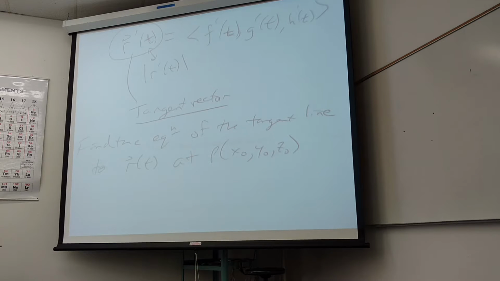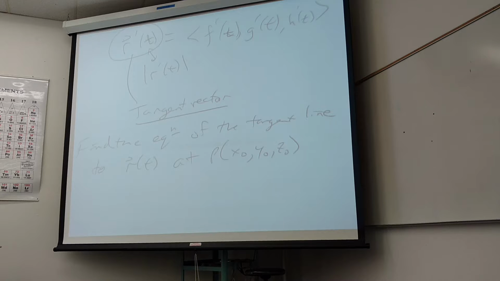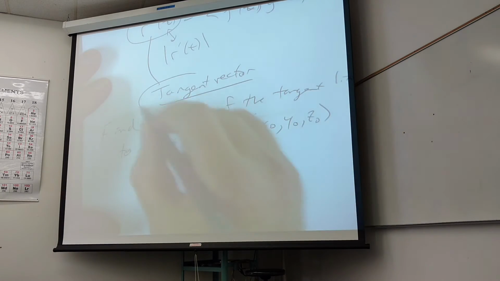Take the derivative of r and then do what? Plug in the t associated with that point, right? Because I want to know at that point. So how do you find the derivative of a function at a point? You take the derivative and then you plug that information in, so you're at that point. Does that make sense? Same kind of thing would have to happen here. All right. So that's the tangent vector.